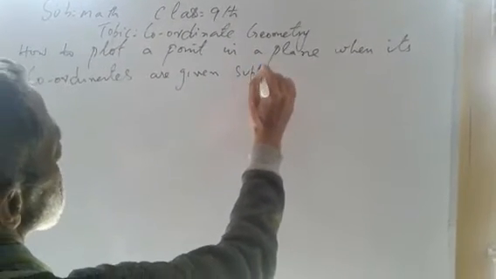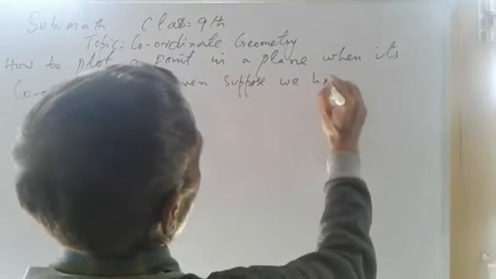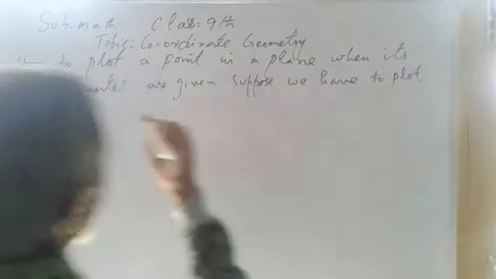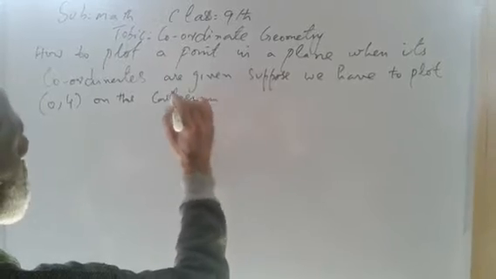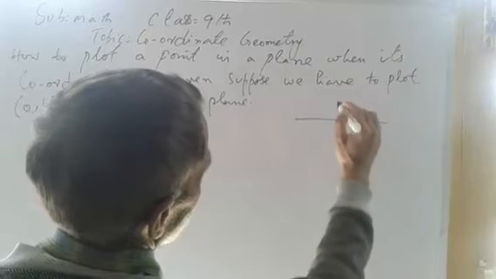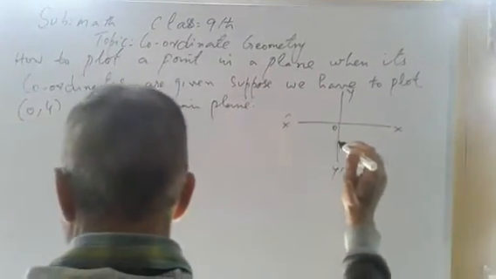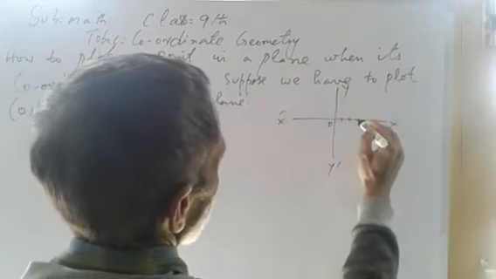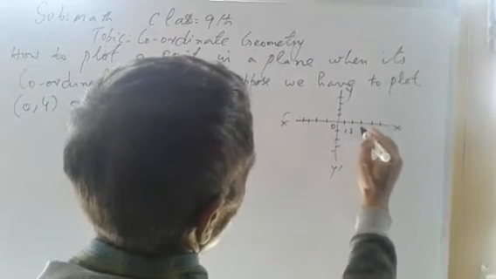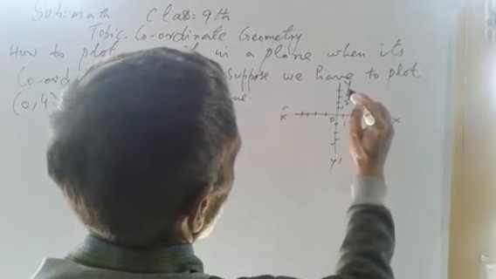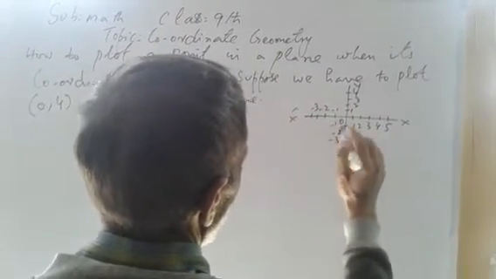Suppose we have to plot (0, 4) on the Cartesian plane. We will mark two axes, the x-axis and the y-axis, and take equal distances on the x-axis, positive and negative, and on the y-axis also. We will mark points at these distances on the x-axis and y-axis, on the negative side also: -1, -2, -3 on the x-axis and -1, -2, -3 on the y-axis.